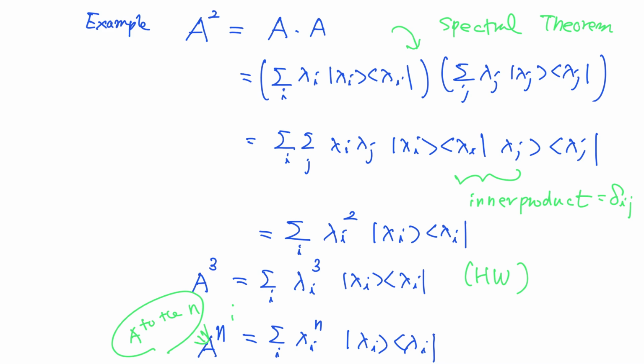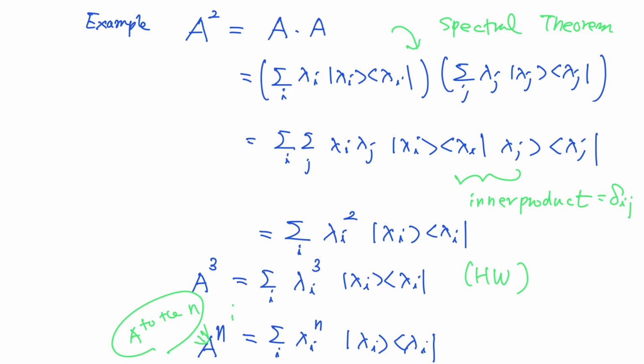So we can do a very simple problem, like when A is equal to... I'll just let you copy. So this is a very powerful theorem. So you can calculate any power of matrix A if it is Hermitian.